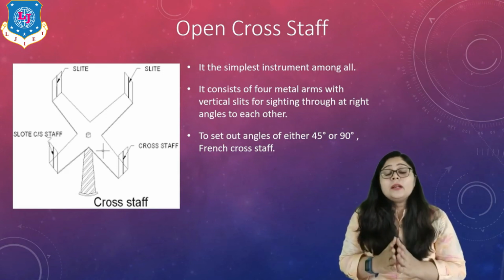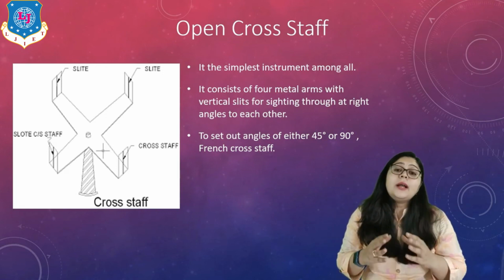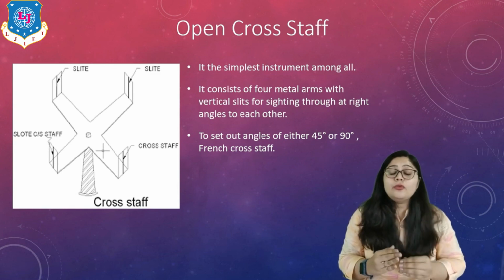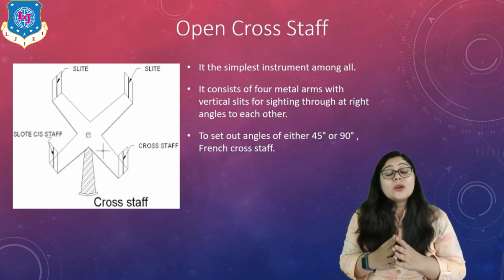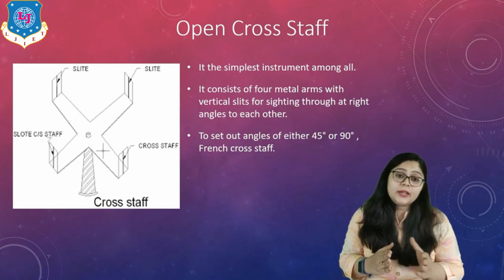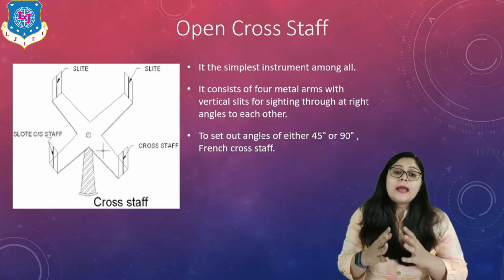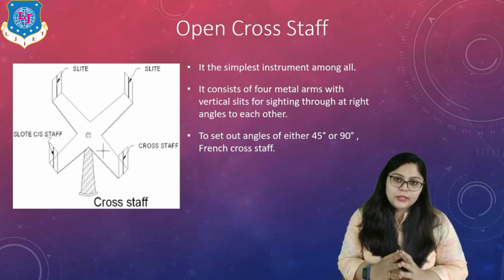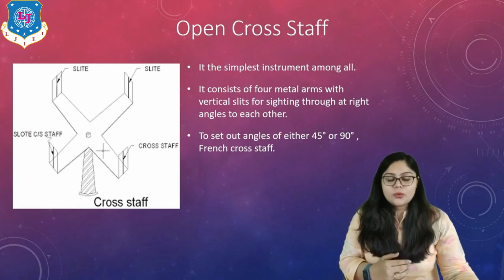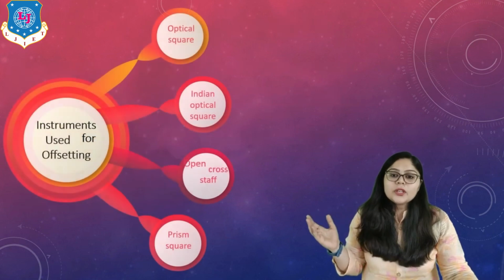To set out the angles of either 45 degree or 90 degree, the French cross staff is used. The French cross staff is the only instrument we have discussed so far which can also set out an angle of 45 degree, right? Otherwise, all the instruments are used for angles of 90 degree only, which means perpendicular offsets only. So this is all about the open cross staff.